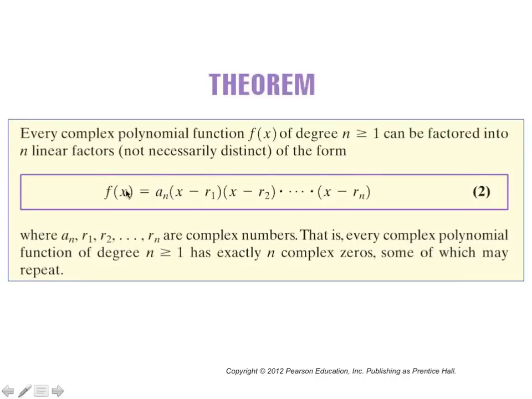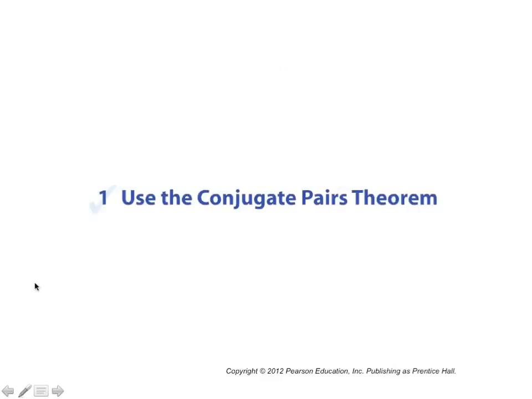So basically you can just factor just like we would normally be able to, except a_n, r_1, r_2 are all complex numbers. So that is, every complex polynomial function of degree n greater than or equal to 1 has exactly n complex zeros, some of which may go ahead and repeat. So we could have repeated zeros before, we can have them again.